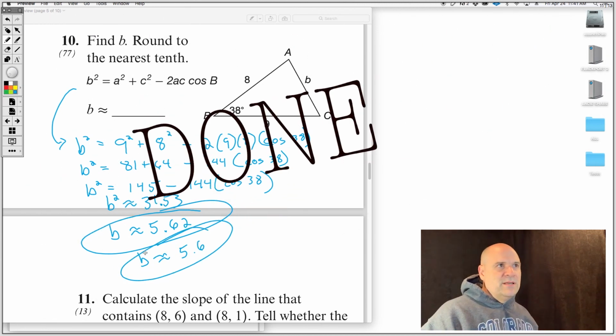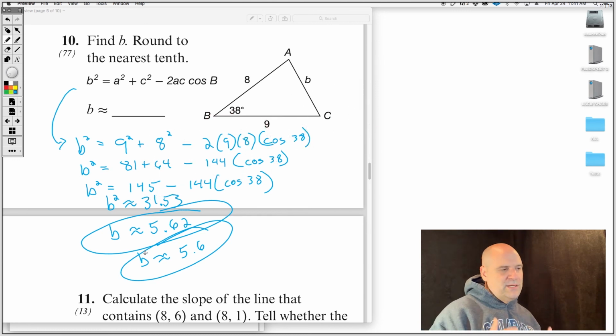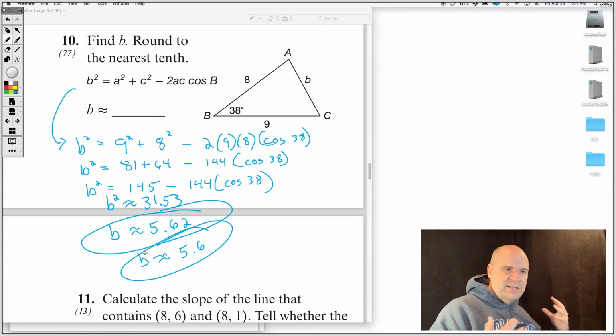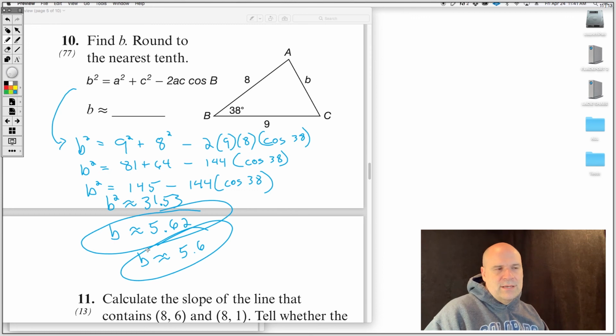Okay, so when you're asked to round to the nearest tenth, it's always good to do all your calculations at least one more decimal place or two more decimal places, just so you have a more exact answer. And then you can round at the very last step. Okay, that's number 10. So we'll do 11 through 20 next time, so stick with me. We'll finish this together. Good job.